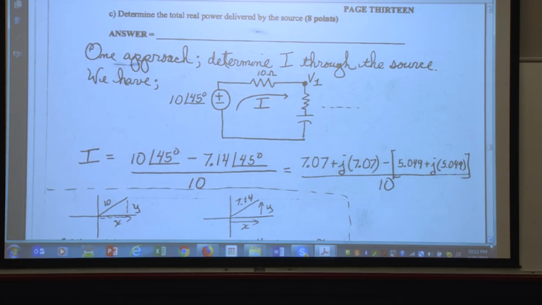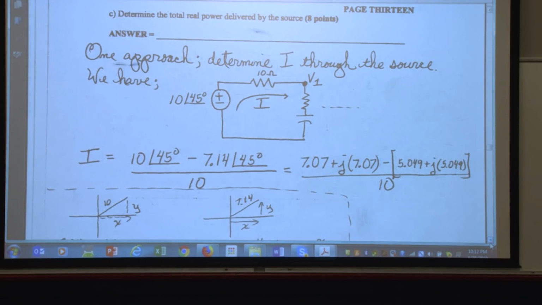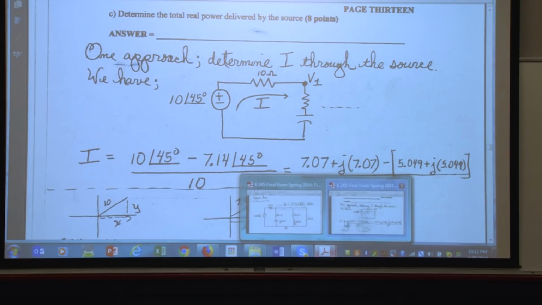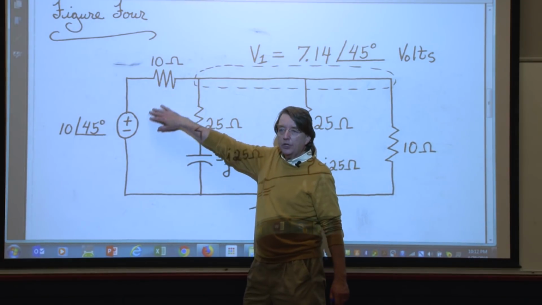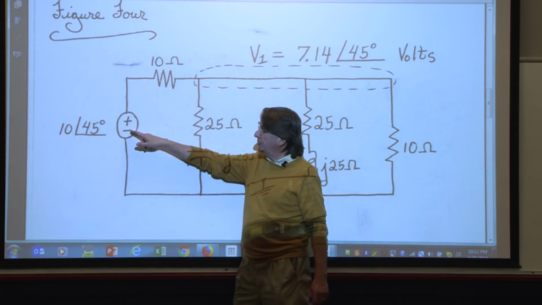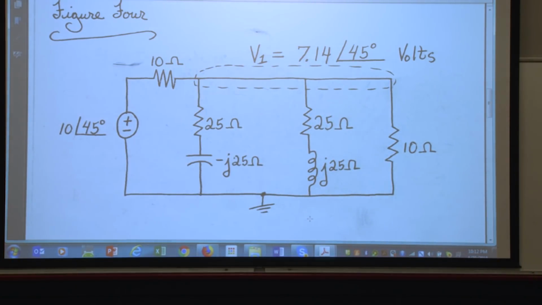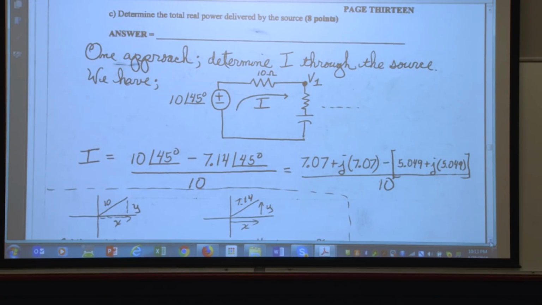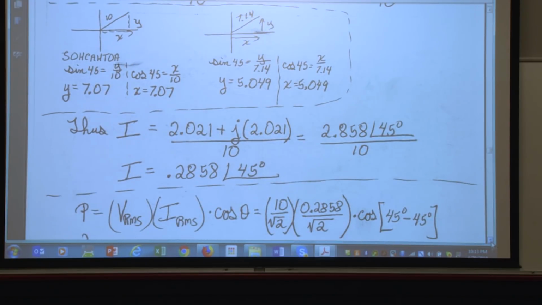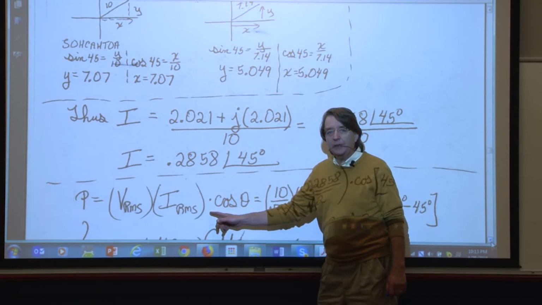Determine the real power delivered by the source. Just as we did on the exam that we had, exam 3. I want the real power delivered by the source, so I'm going to solve for the current going through here. And I know that current is 10 at an angle of 45 minus V1 over 10. And I solve for I. And once I know I, which I derive here, I then use the formula that P, the real power, is VRMS IRMS times cosine theta.